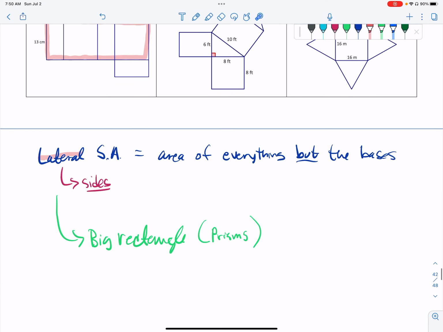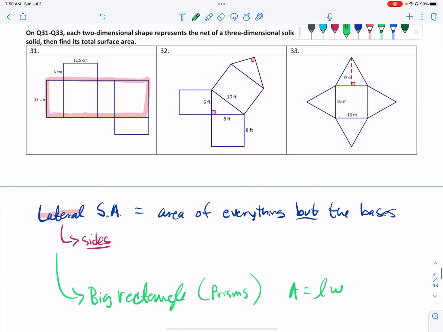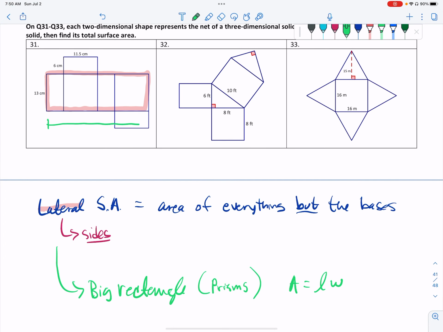Okay, so area of a big rectangle, remember that its formula goes like this. A is equal to the length times the width. Right here is my length, and then here's my width. Notice that the width here corresponds to the height of our prism. It's the distance between our two bases right here. So this width is the same thing as the height of our prism.